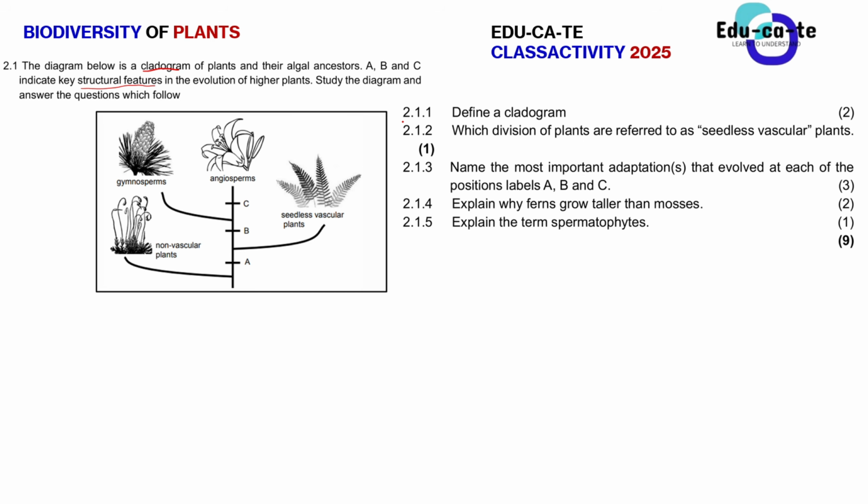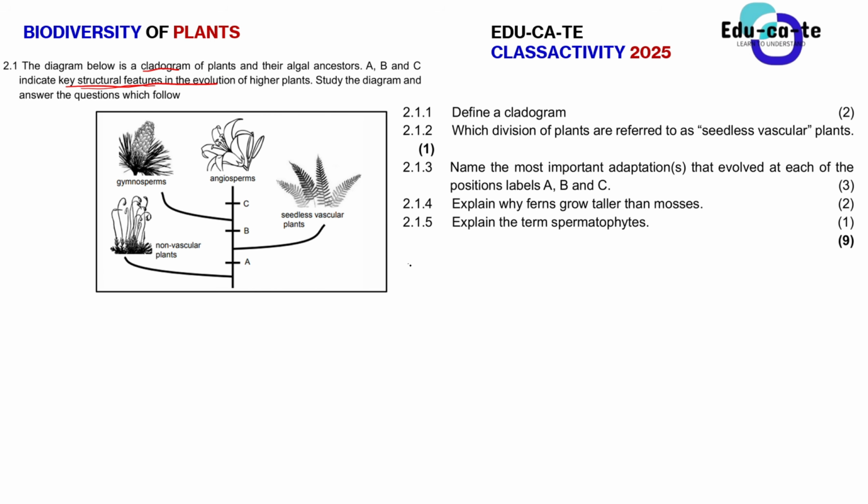So basically, they say that the labels A, B and C are showing us the key structural features in the evolution of higher plants. So these are the changes that have happened to the plants over time. It's the evolutionary changes that have happened to the plants over time.